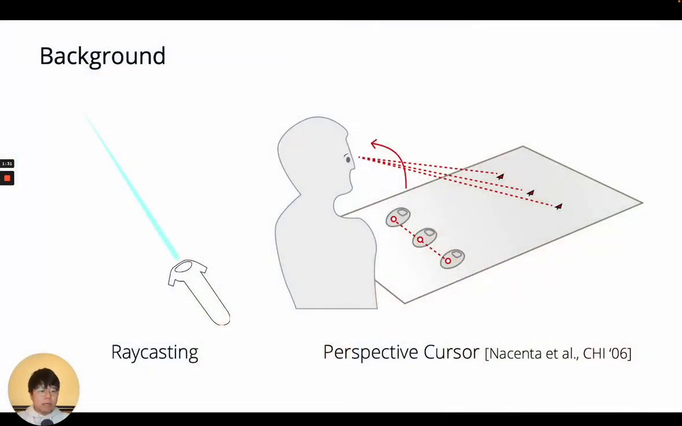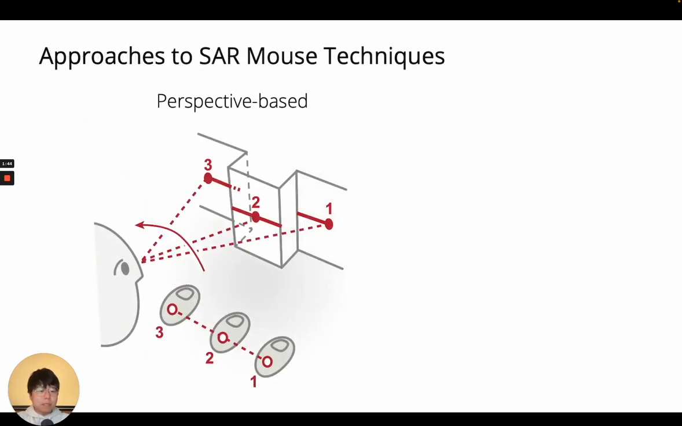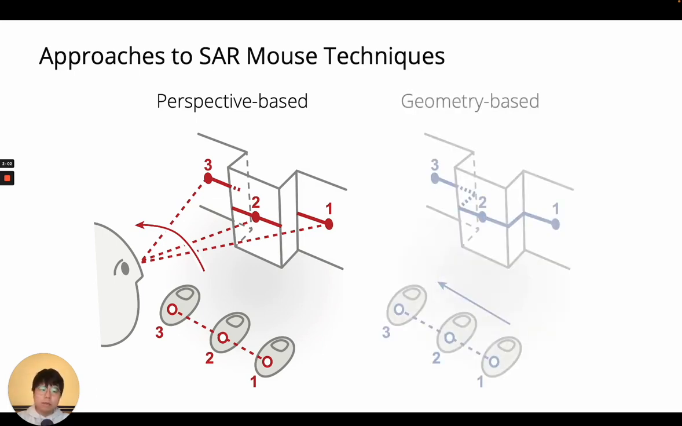I mentioned ray casting as a popular method of interaction for mixed reality systems. Another interaction technique using the mouse is perspective cursor by Nacenta et al., which was designed for multi-display environments. Techniques like these place the cursor at the end of a ray from some origin and control the ray's angle to move the cursor around. In this figure, the mouse is moving to the left, and the cursor trajectory is shown with the solid red line on the wall. We call this the perspective-based approach to mouse technique design.